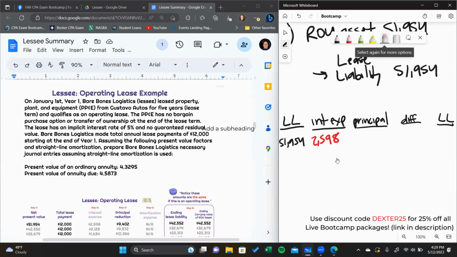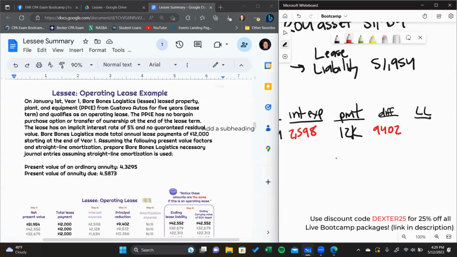Actually, I wanted this to be payment. Now the payment we're making is $12,000 every period. So what's the difference between these? Well, the difference then is going to be 9,402. And if we subtract this difference from the lease liability, we get to 42,552.